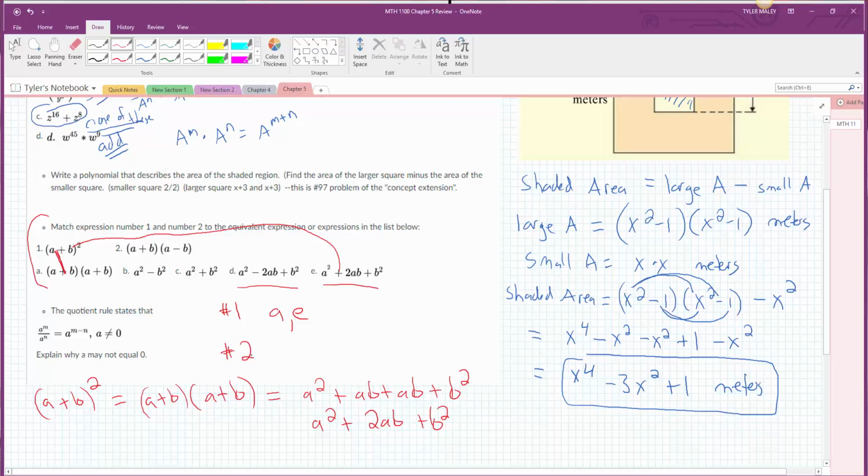So we can look at and see what matches number 2. And you should recognize that this is a difference of squares, right? When I multiply this out, you'll get a squared plus ab minus ab minus b squared, right? So these two middle terms cancel out. So you're left with a squared minus b squared. So this matches with B. So number 2 matches with part B, and that's it, right? So C and D didn't get matched with either of these, right?